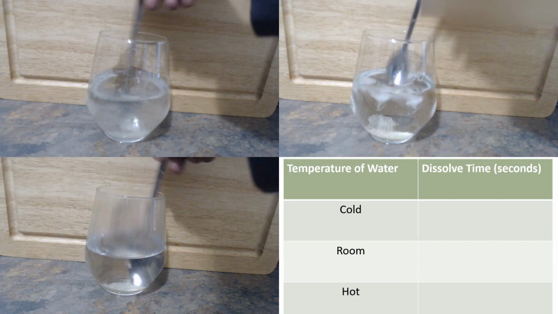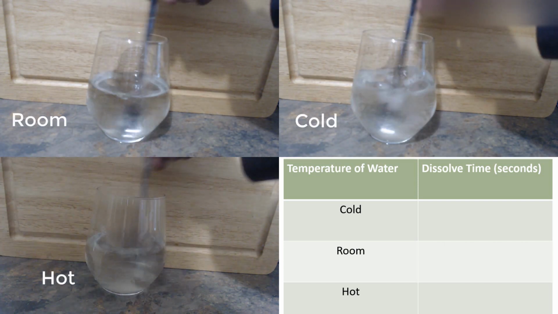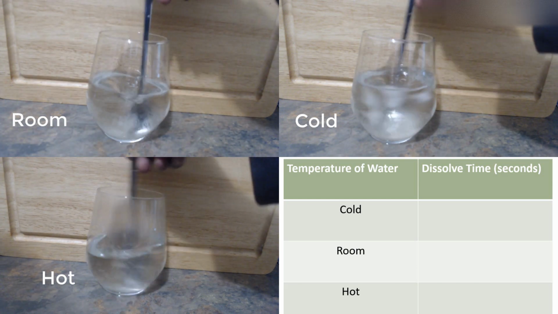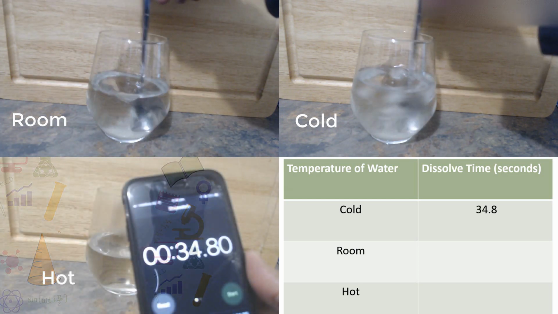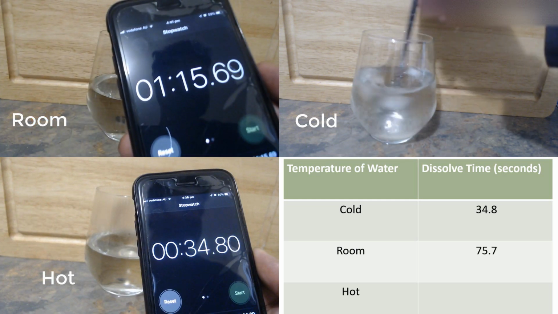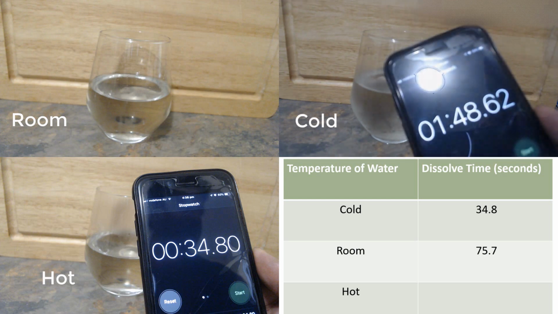So here I have 3 glasses of water with some sugar in them. One is cold, one is lukewarm, and one is hot. And I'll be stirring them up. I'll run a few trials. I'll find an average of how long it takes for the sugar to dissolve, and I will record the time taken. Here is the data now.